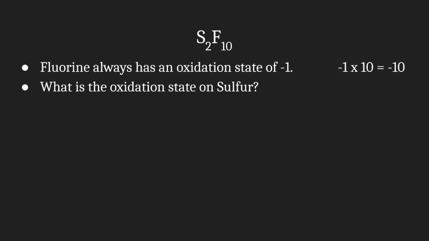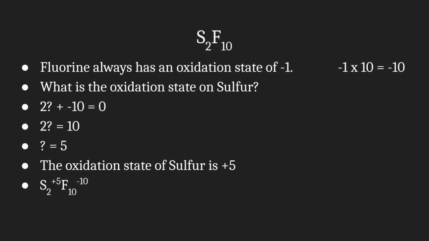We're going to try another example now where there's multiple of each element. So fluorine will always have an oxidation state of -1, and we have to multiply that by 10 here since there's 10 fluorines, which gives us an overall charge of -10. So what will the oxidation state on sulfur be? Remember there's 2 of them, so we have to write 2 question mark minus 10 equals 0. Working through that, we get that question mark equals 5. So each sulfur atom has an oxidation state of +5.